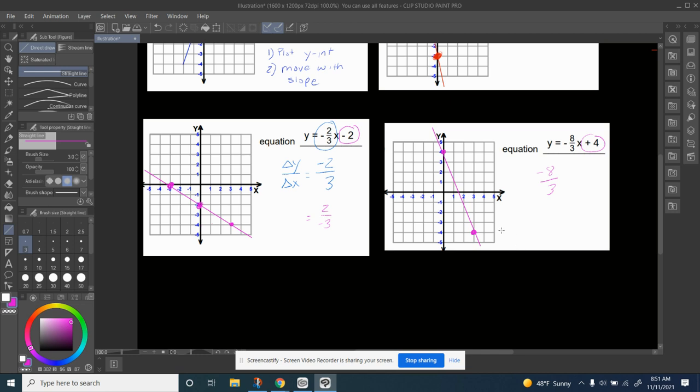So just a short little tutorial on how to graph linear equations using slope-intercept form.